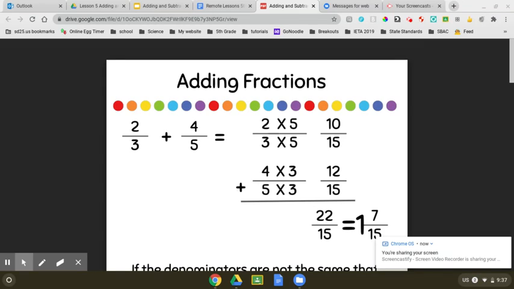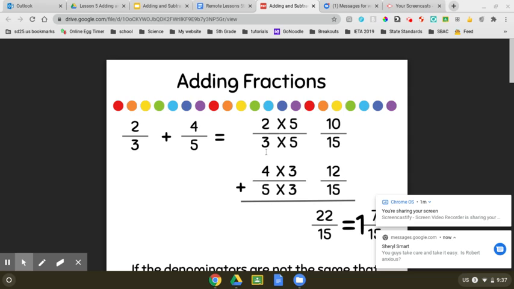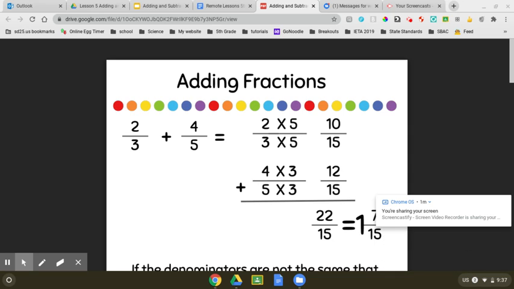When I create equal fractions, I have to think of a multiple that 3 and 5 share. So if I count by fives, I get to 15. And if I count by threes, then I get to 15. So I'm going to use a multiple of 5 for this fraction. So I'll get 10/15. And down here, I'll use a multiple of 3 to get 12/15. And then I add them together. 10 plus 12 is 22.